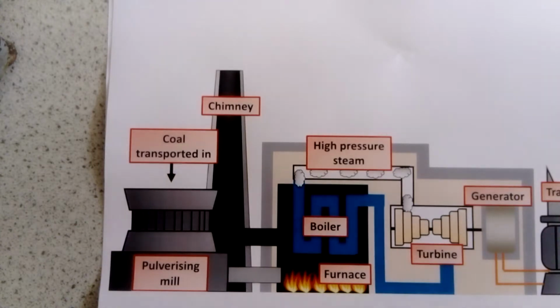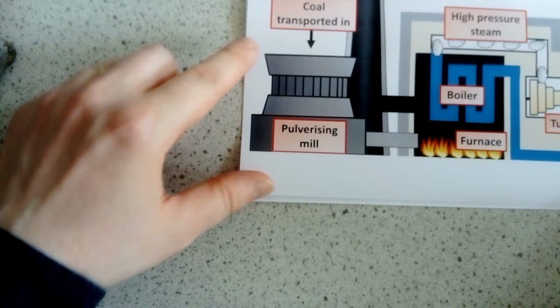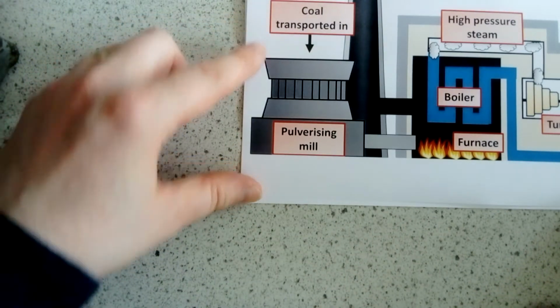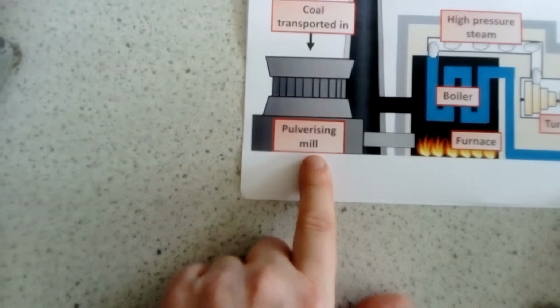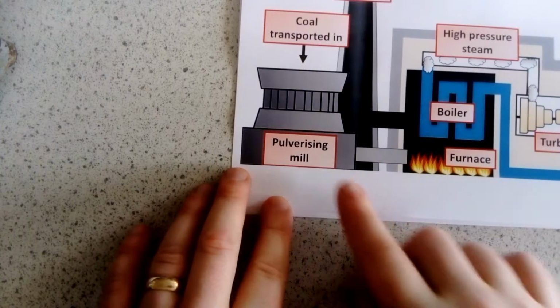Right, so coal power stations. Basically they work by burning coal. The main principle of how they work: the coal is transported to the power station. It's then ground into a fine powder in what we call a pulverising mill. We're grinding it into a fine powder to increase its surface area so that it burns hotter.